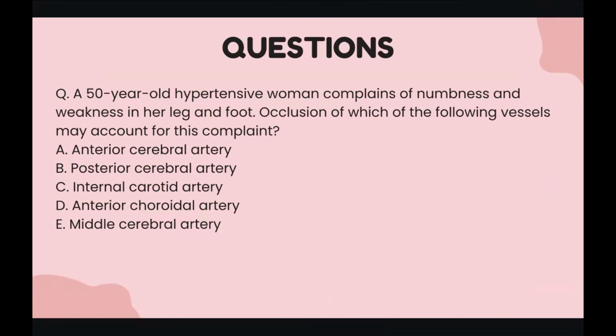The first one: a 50-year-old hypertensive woman complains of numbness and weakness in her leg and foot. Occlusion of which of the following vessels may account for this complaint? Please take a moment to pause this before you answer. So it's the anterior cerebral artery.